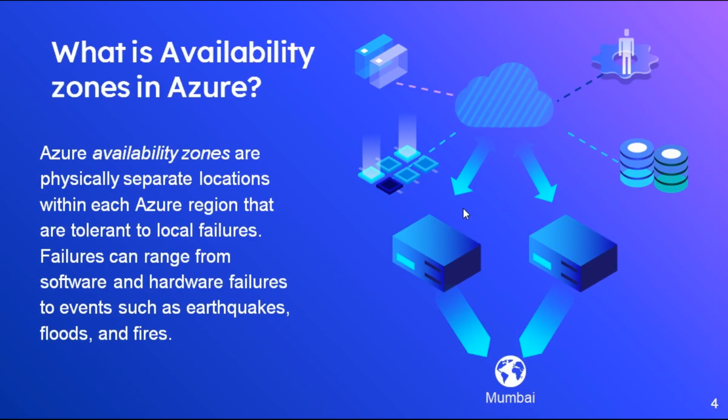Now that you have understood what are Azure regions, let's understand what are availability zones in Azure. Azure availability zones are nothing but physically separated locations within each Azure region that are tolerant to local failures. Failures can range from software and hardware failures to events such as earthquakes, floods, and fires.